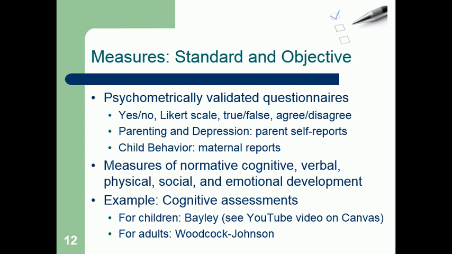And the Bailey is a child assessment where we can be sure that children have hit certain milestones, that they're operating at a level where we think they are. If they aren't, then we can provide a number, a quantity, to explain how delayed they are. For adults, a cognitive assessment, a typical intelligence test is called the Woodcock-Johnson that we'll talk about later. All of these are standard objective measures.